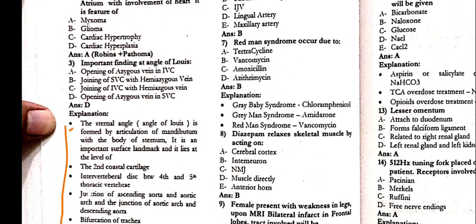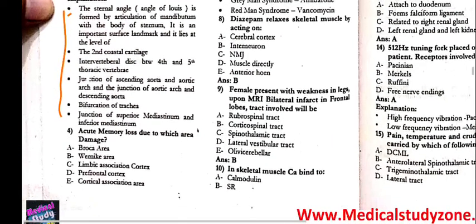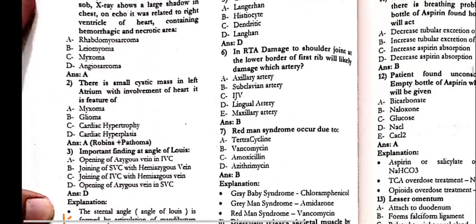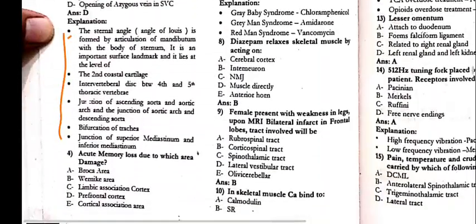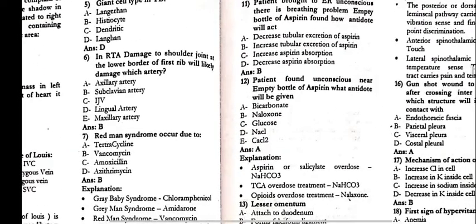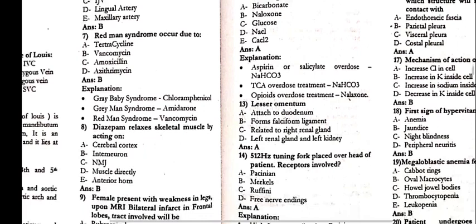Question number 3, important findings at the angle of Lewis would be opening of azygous vein into superior vena cava. Question number 4, acute memory loss due to which area damage? That is basically C, which is the limbic association cortex. Next, question number 6, in RTA, damage to a shoulder joint at the lower border of the first rib will likely damage which artery? The subclavian artery. Question number 7, Redman syndrome occurs due to the vancomycin.